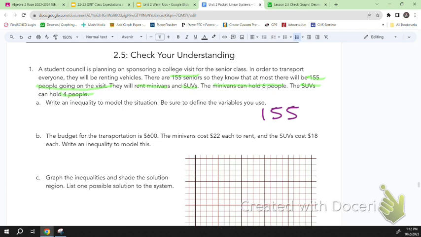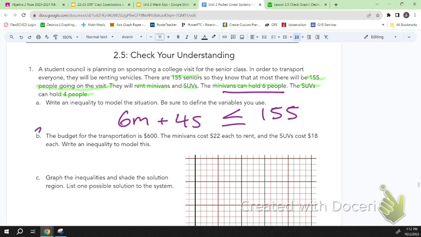Okay. No. Think of we've got 6m plus 4s. So a minivan can hold 6 people. An SUV can hold 4 people. And I need that equation to add up and be at least or equal to 155. So the alligator eating the equation or 155? 155. And it could be equal to. We're going to write another one.